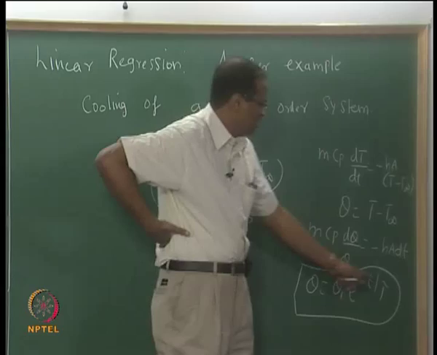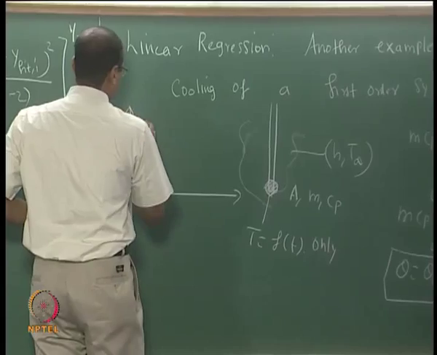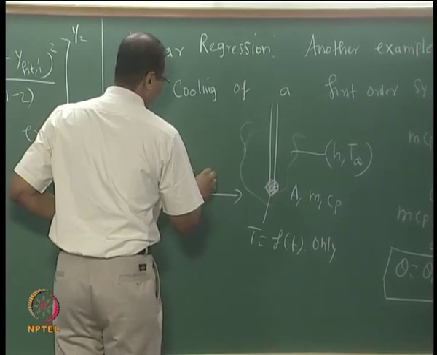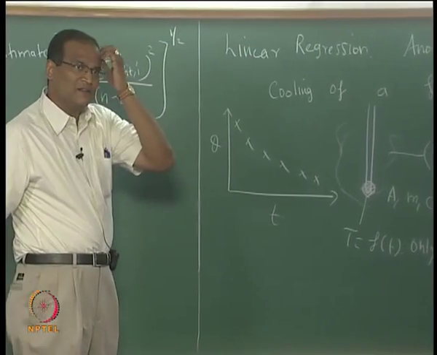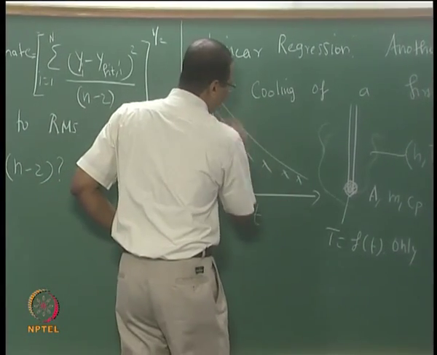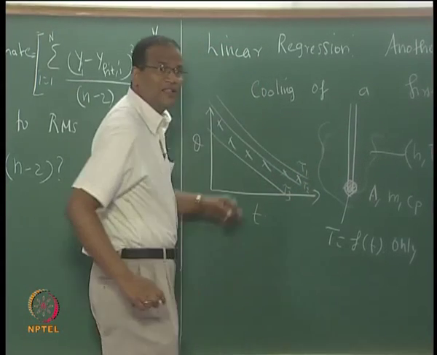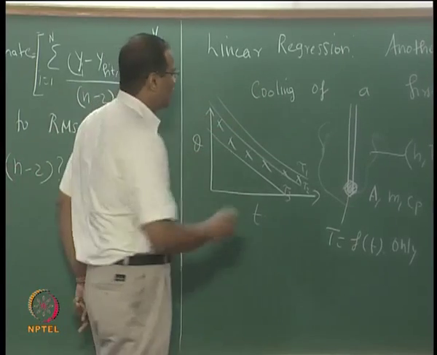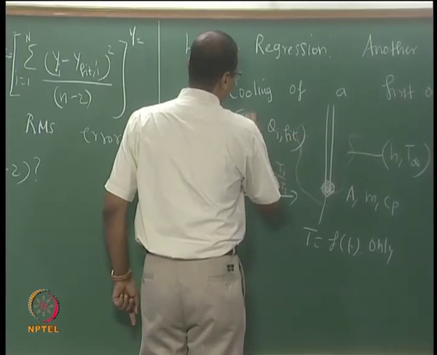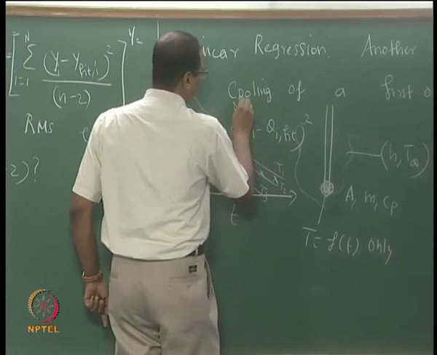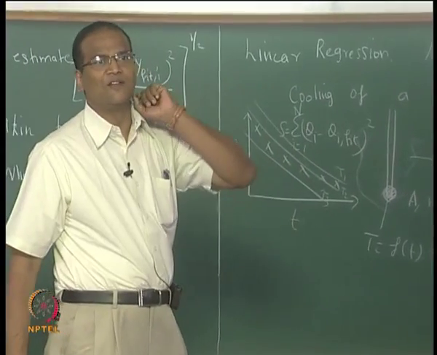What is the goal of this? It is possible for you to estimate the time constant if you have a temperature versus time history. The funda is very simple. You can generate different curves for different values of tau 1, tau 2, tau 3 and so on. There will be one particular value of tau at which the sum over i equals 1 to n of (theta i minus theta i fit) whole square is minimum.